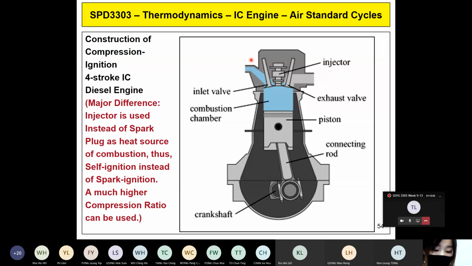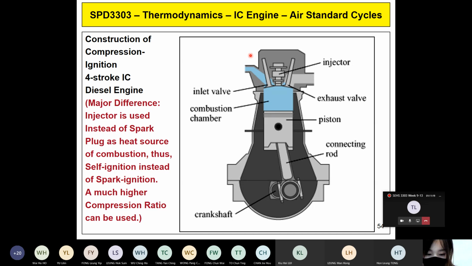When we perform a cycle analysis, our major concern is the thermal efficiency. Of course, we want a higher thermal efficiency, right? So you may ask, if a higher compression ratio gives us higher thermal efficiency, can we just increase the compression ratio of the gasoline engine? The answer is no. We can't.